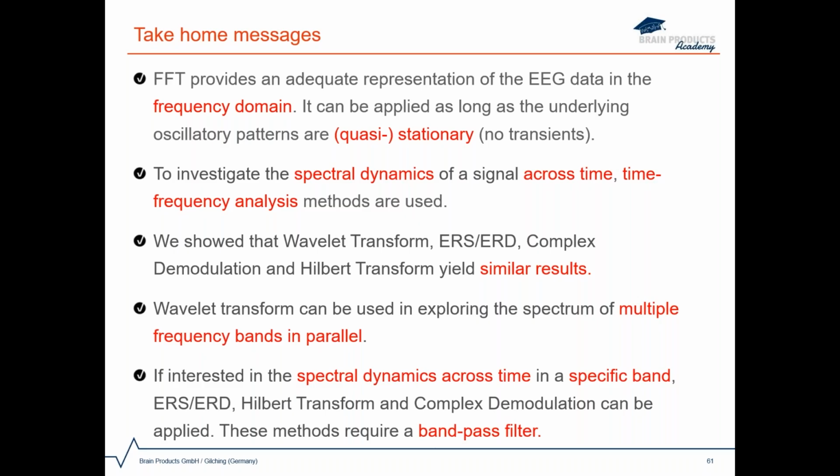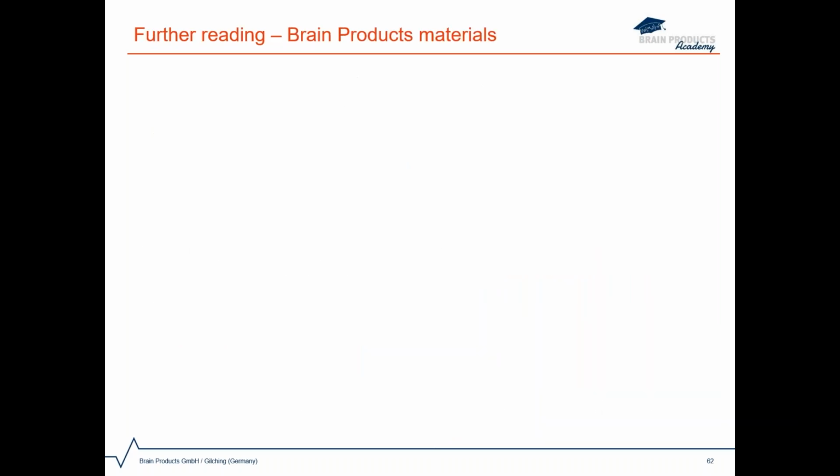On the other hand, if you are interested in investigating the spectral dynamics across time in a specific band, ERSLD, Hilbert Transform, and complex demodulation will be the options to go for. Please note that these methods require a bandpass filter prior to their operations to confine the signal into a narrowband signal that consists of the frequency band of interest. I hope you enjoyed my presentation and are confident in selecting the suitable analysis method for your data analysis and research questions.